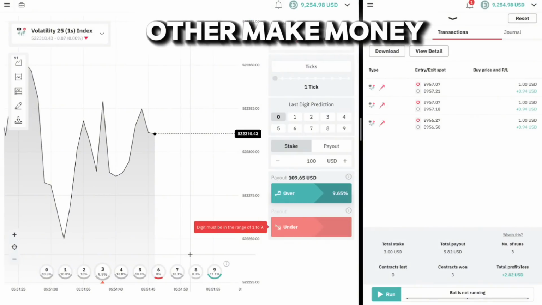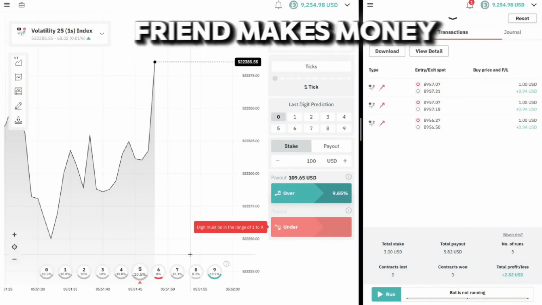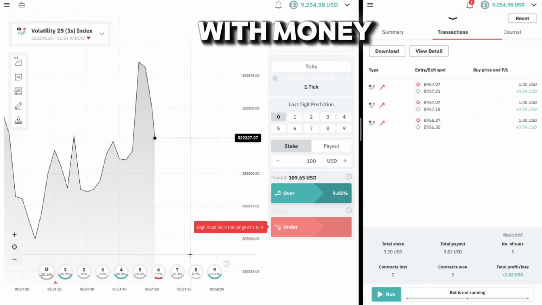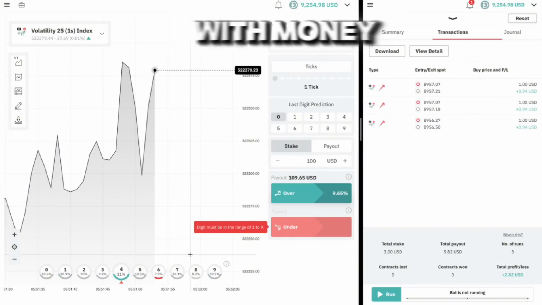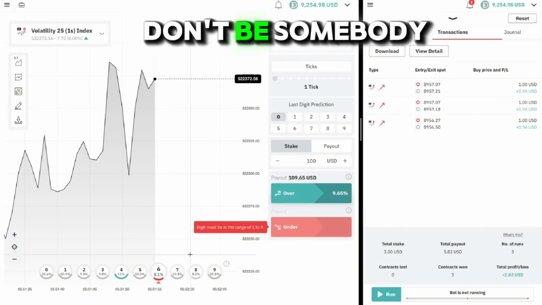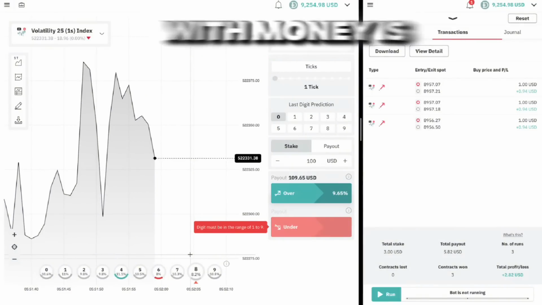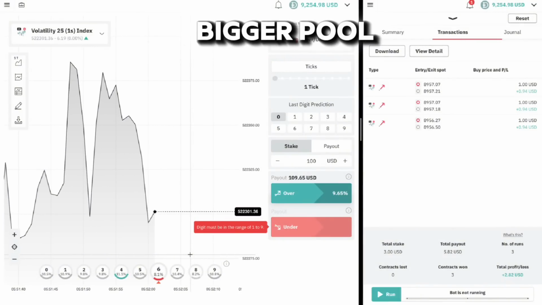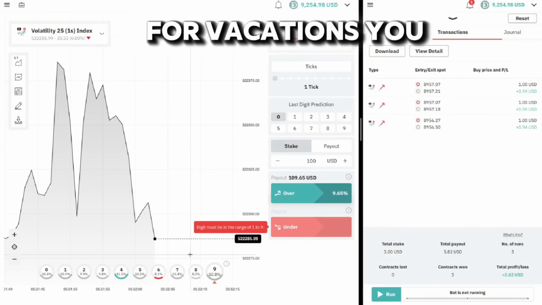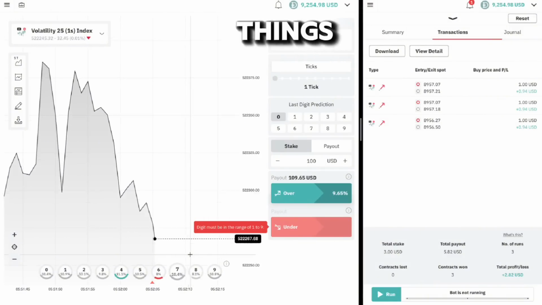Let's help each other make money. The more you make money, the more your friend makes money. Many of you with money is better than one of you with money. Don't be greedy. Don't be somebody who doesn't like helping others. Help your friends. All of you with money is going to make a bigger pool. You can go for vacations, you can travel, you can do a lot of things.